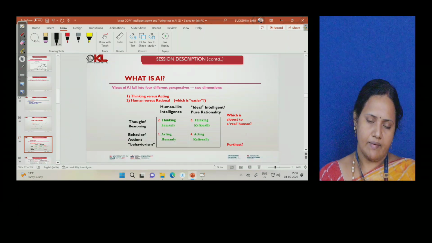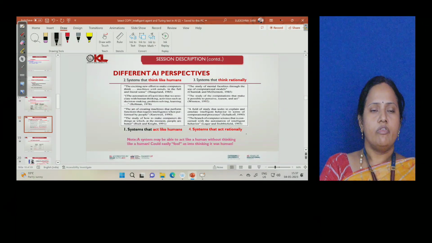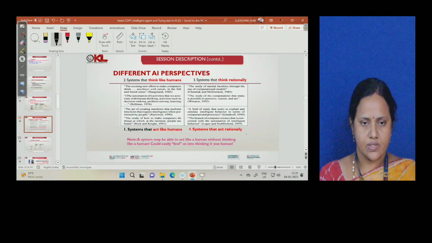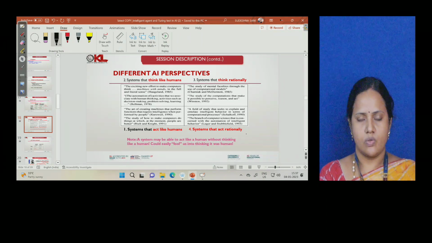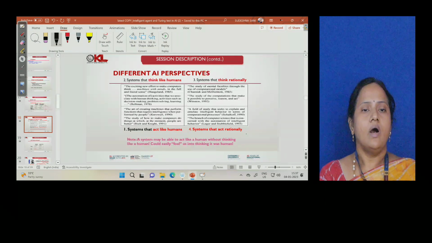Then we will have a better understanding of that, right? To enhance it more, we have just listed out four more definitions for a better understanding of this concept. So first is systems that act like humans. How do we define them?